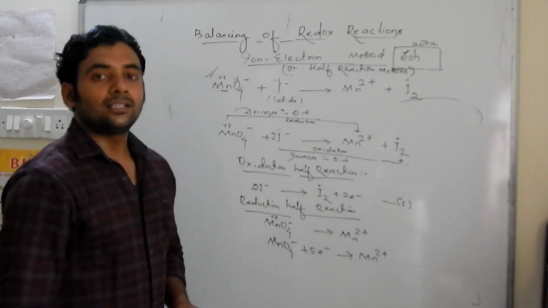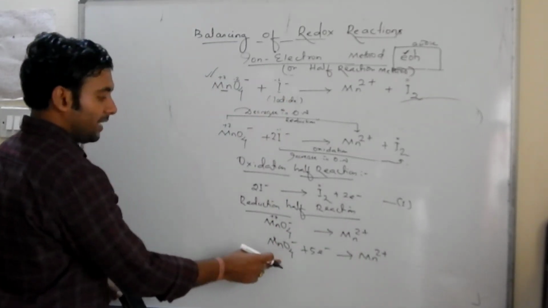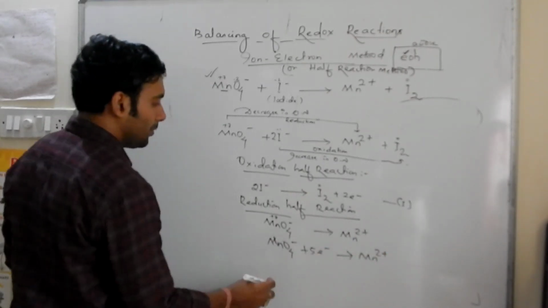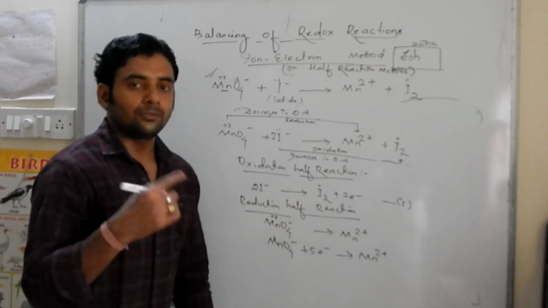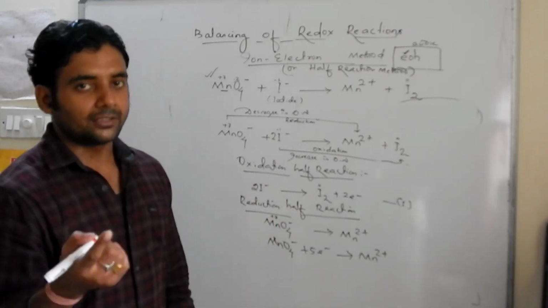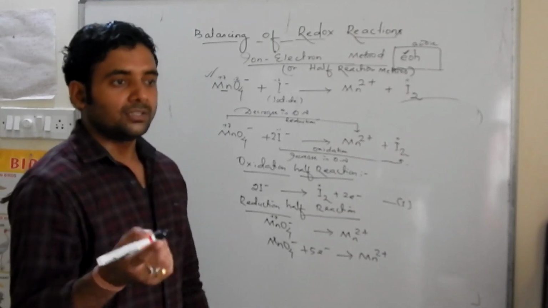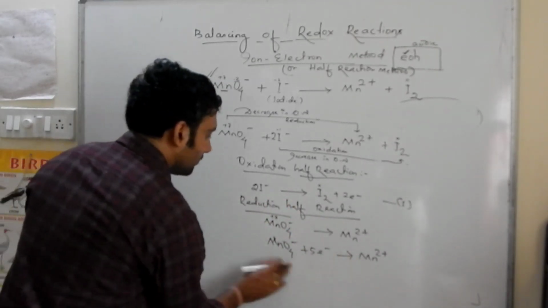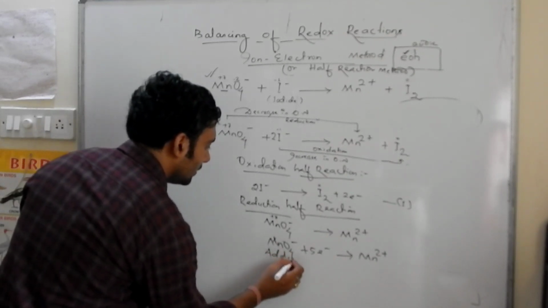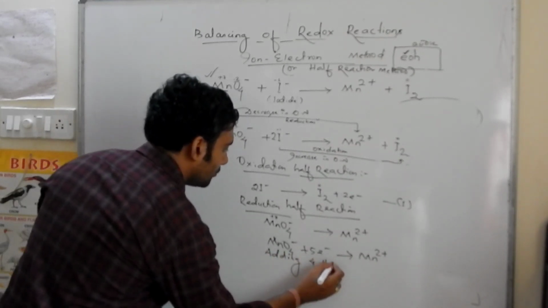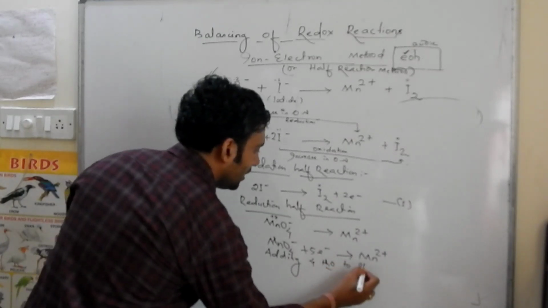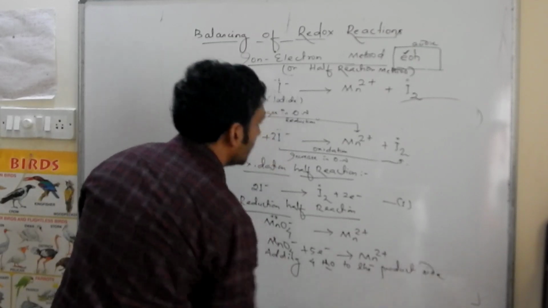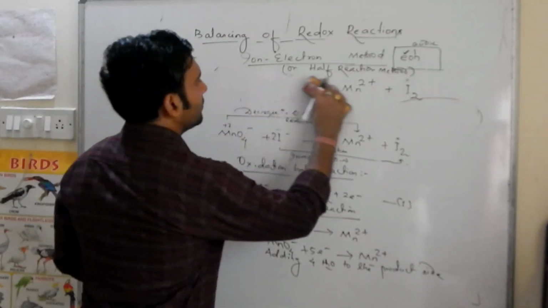Then we have to balance the oxygen atoms. See here, on the reactant side there are 4 oxygen, but in the product there is no oxygen. As already stated, to balance the oxygen we can take the help of water. You can add as many water molecules as required for balancing the oxygen atoms. So adding 4 H2O, 4 water molecules, to the product side. Let me erase the first one.